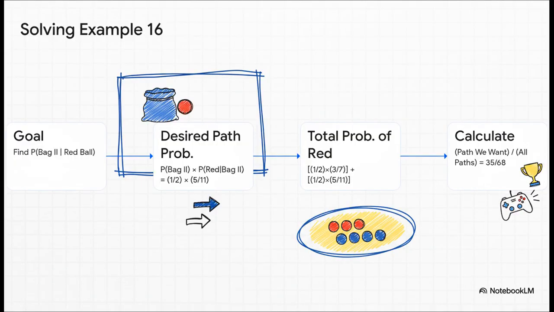See? When you break it down into these simple steps, even a huge Bayes' theorem question becomes totally easy peasy. First, you figure out the probability of the one path you care about. Then you add up the probabilities of all the ways you could have gotten a red ball. You just divide the first number by the second and boom, you have your answer. And trust me, this type of question is a 5-marker for sure.